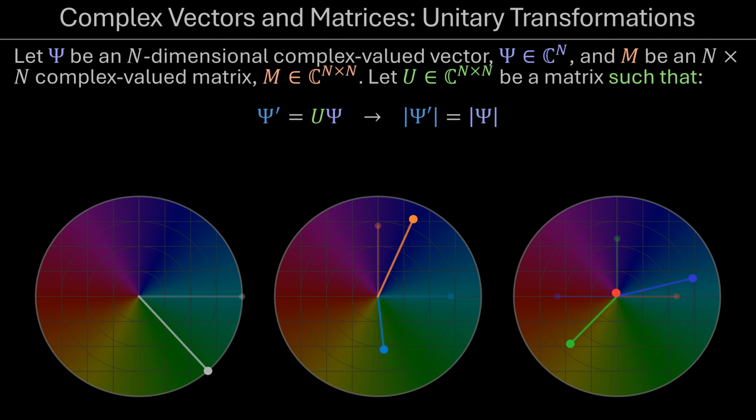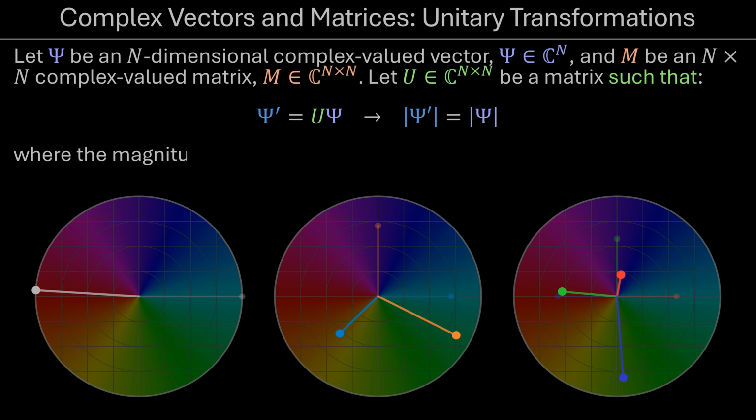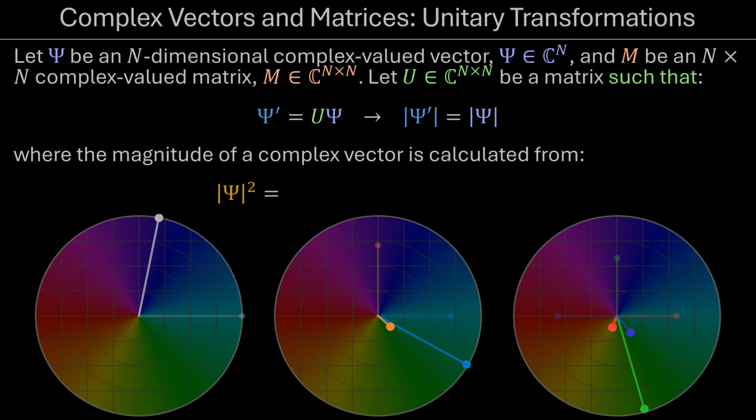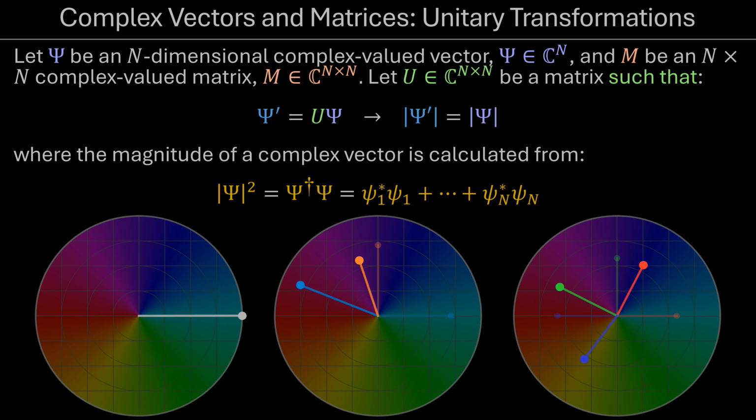Now the question comes up then, what kind of algebraic constraint does this unitary transformation put on the matrix U? What equation can we apply to the matrix U in order to ensure that it will transform our complex vector in a unitary way? Well, as we saw earlier, the magnitude squared of a complex vector is given by psi dagger psi, and all that is just psi star psi of each of the complex components within the complex vector.